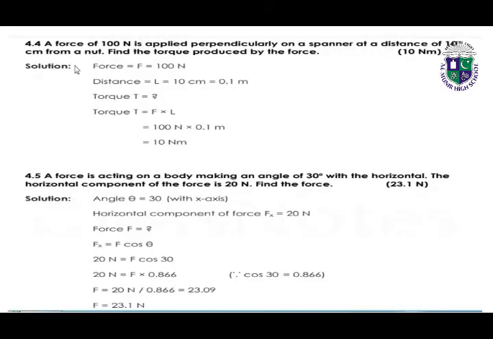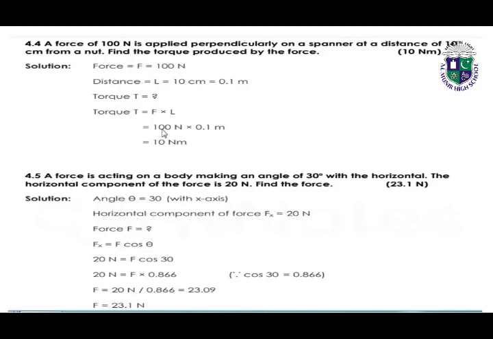Next, numerical number 4.4. What is given in this numerical? A force of 100 Newton is applied perpendicularly on a spanner at a distance of 10 centimeter from a nut, and we have to find out the torque. Here we have the formula of torque, which is F into L. So force is given 100 Newton, distance L is given, which is 10 centimeter. We can easily convert it by dividing 100 into meters.